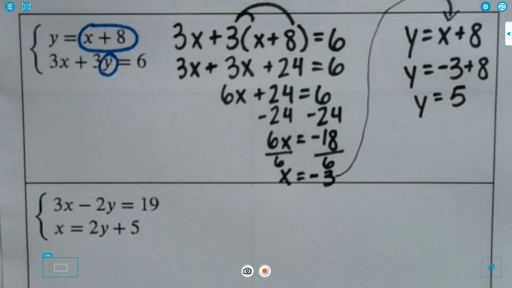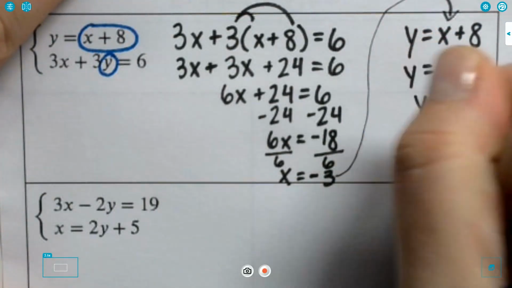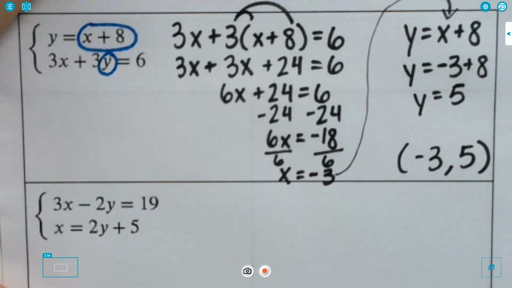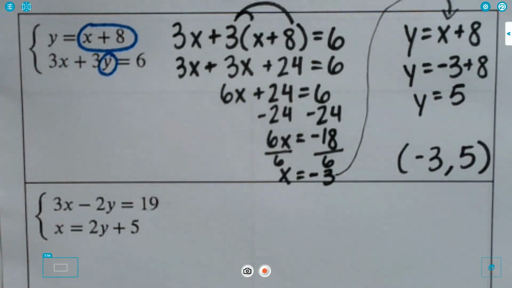Okay, and then we're going to write our answer as an ordered pair. X always goes first in your ordered pair. Sometimes you solve for x first, sometimes you solve for x second, but make sure when you write your ordered pair, x always goes first. This is going to be negative 3, 5. Okay, any questions right now?